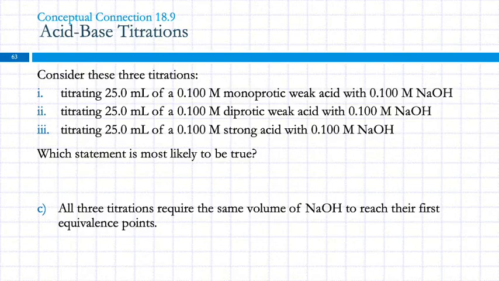Since the volumes of the acids and their concentrations are the same, they have the same number of moles of hydrogen ions to be titrated for the first one. Now, that diprotic acid, you'd take another amount of that. It would take twice as much total to go to the second equivalence point.